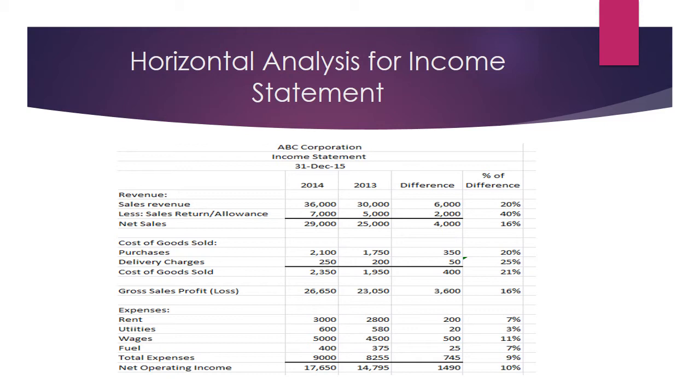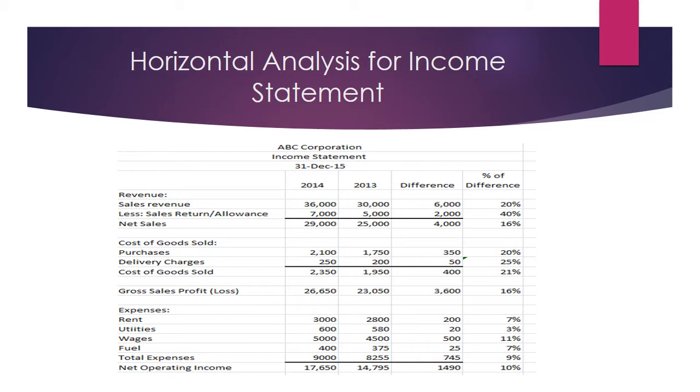Sales return allowances: my base year, 2013, I started out with $5,000. In 2014, I had $7,000, so there's a difference of $2,000 for a 40% increase. My total overall net sales was an increase of 16%. Now I'm going to go down here to cost of goods sold, and the cost of goods sold includes my purchases and my delivery charges.